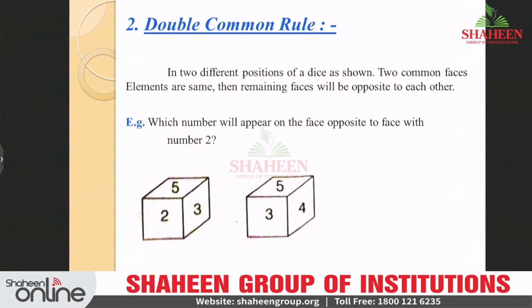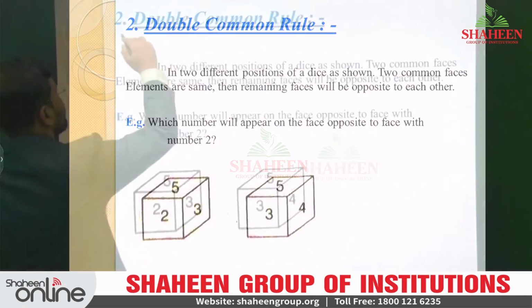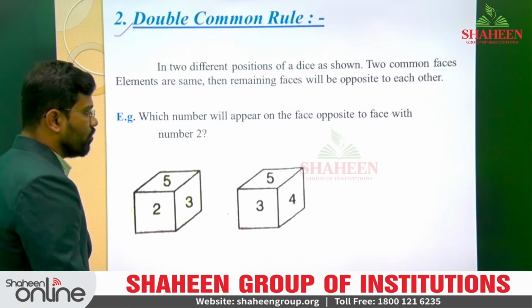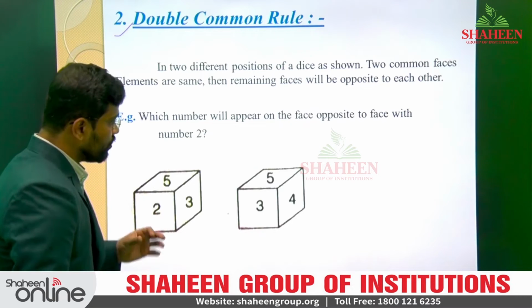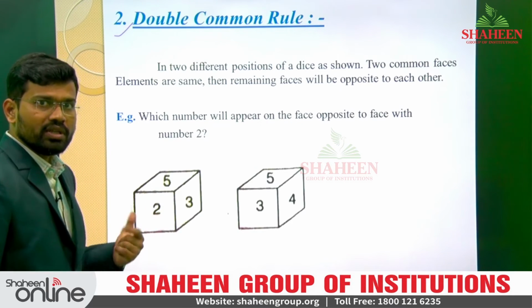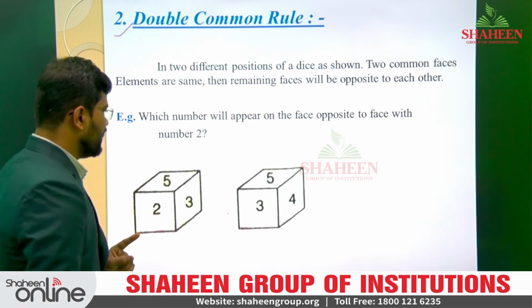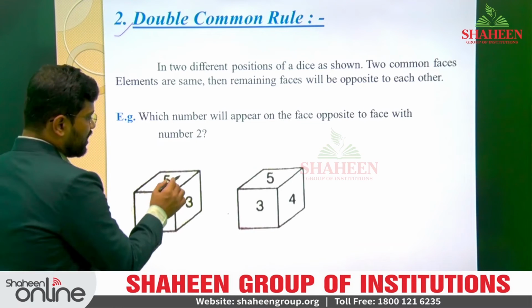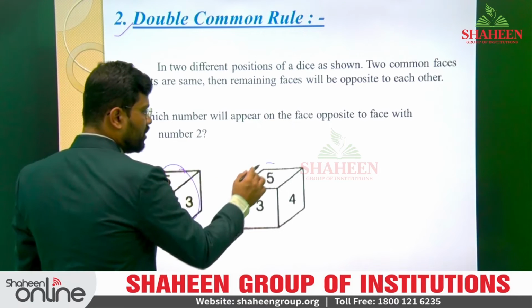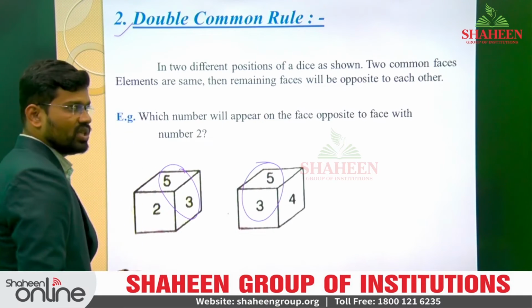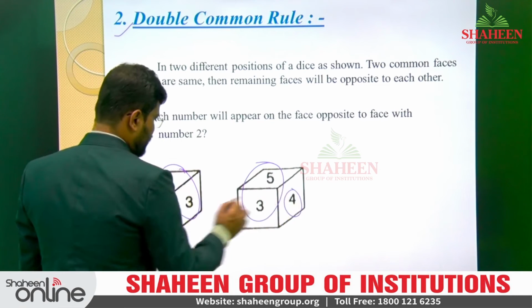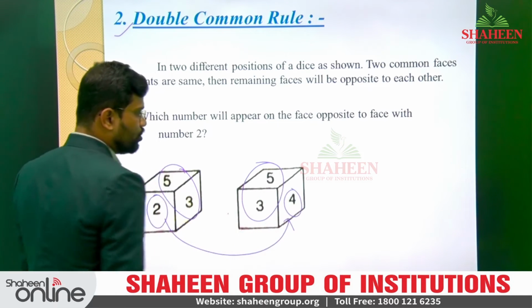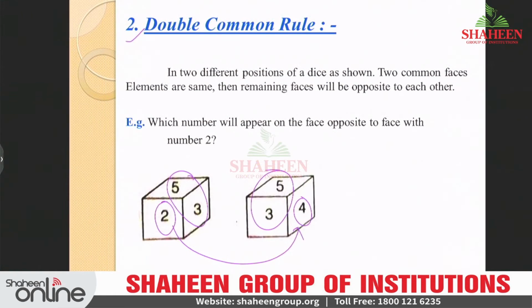Now friends, the second rule is known as double common. What is double common? The name itself indicates it. In the previous rule there was a single element common in both the dice. Now in this rule, there are two elements which are common in both the dice, irrespective of their position. The numbers which are left are opposite to each other. So 2 is opposite to 4. I need not even solve it.